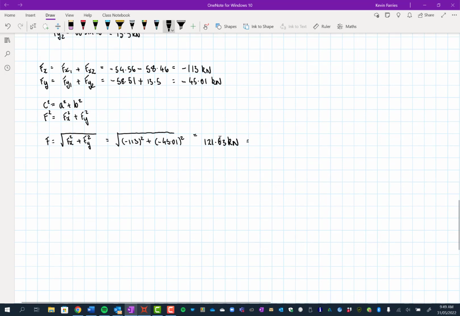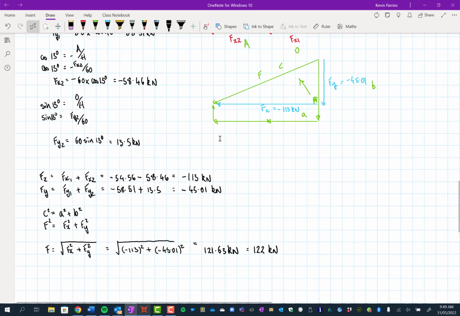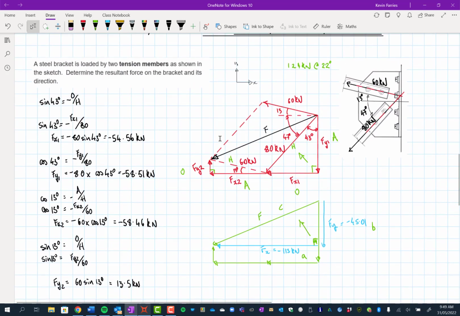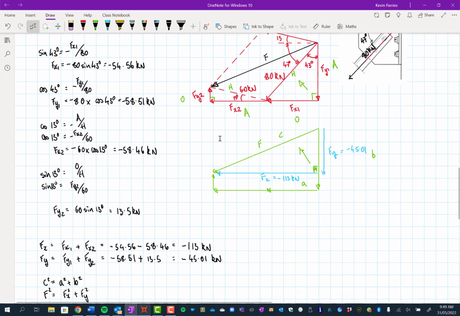And let's round that to three significant figures now. So it's 121.6 kilo, three significant figures. So 122 kilonewtons. So we've got the magnitude. Now we need to find the direction. So we'll come back up here. I've got to decide where I'm going to take my direction from. I don't think the question told me. Determine the resultant and its direction. So it just wants us to find a direction.